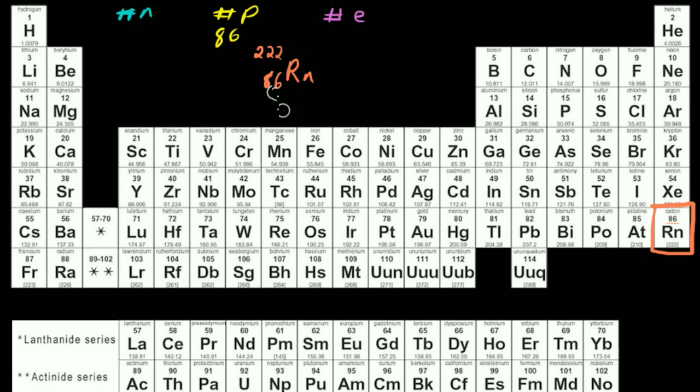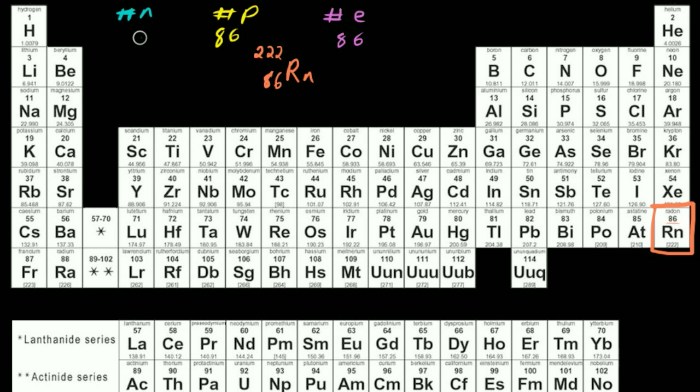In all of these examples, we're going to say that these isotopes are neutral atoms. So because it's neutral, how many electrons is this atom going to have? Well, it's going to have the same number of electrons as it does protons, right? Because a proton has a positive 1 charge and an electron has a negative 1 charge. So we're going to have 86 electrons.